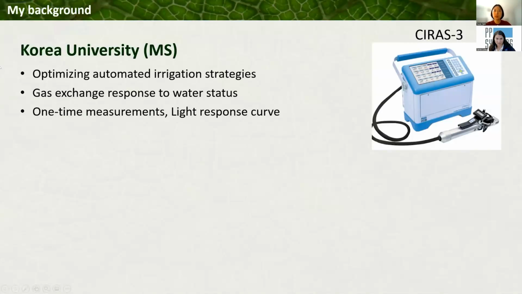Okay. Before I start my research presentation, I just want to start with my background. I did my master's degree at Korea University, and my research focused on optimizing automated irrigation strategies. I wanted to mention the history of using CIRAS-3 since 2016. I used that machine to measure gas exchange responses to water status, and I mainly used one-time measurement and light response curve.